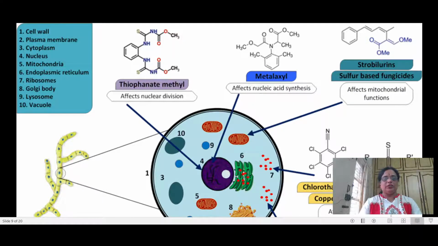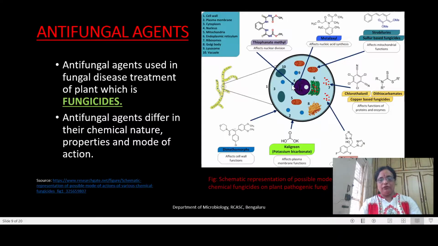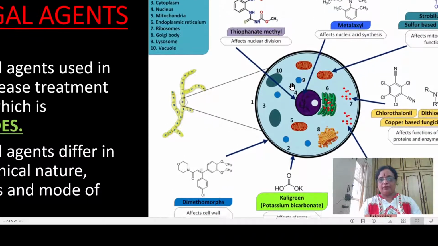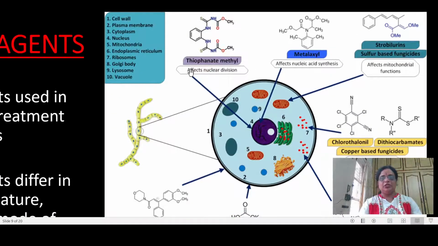What is the mode of action? Say, for example, thiophanate methyl: this is one of the fungicides or antifungal agents, and it affects nuclear division. Likewise, you have metalaxyl. This affects nucleic acid synthesis. So thiophanate methyl affects nuclear division, whereas metalaxyl affects nucleic acid synthesis.